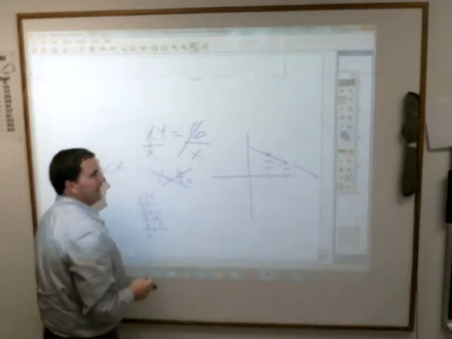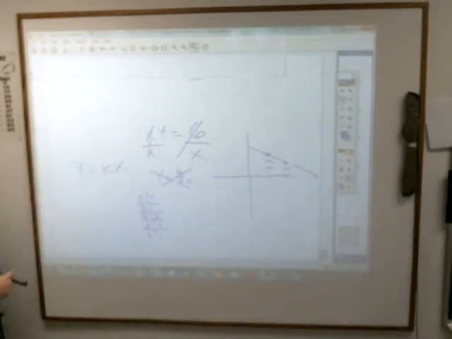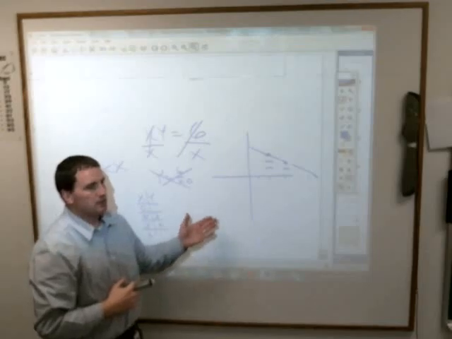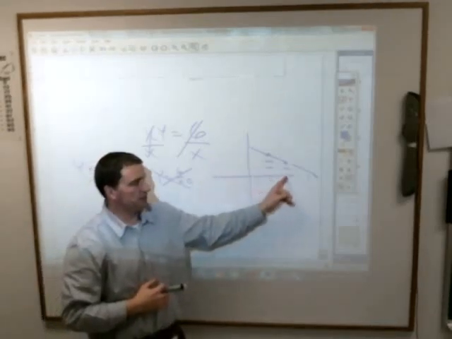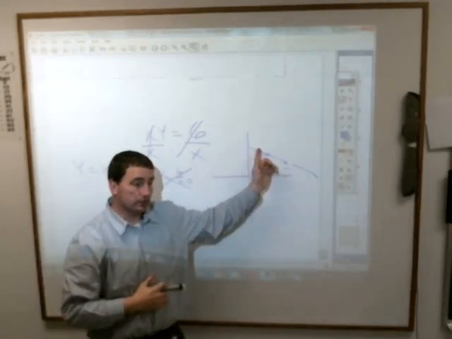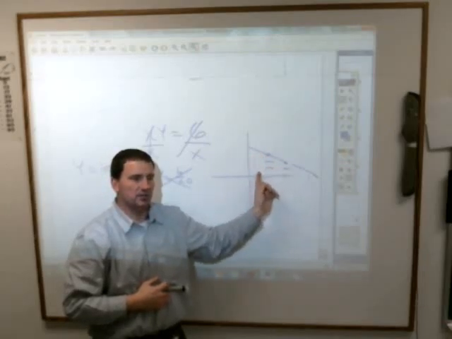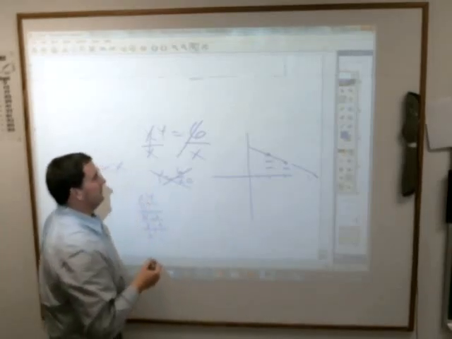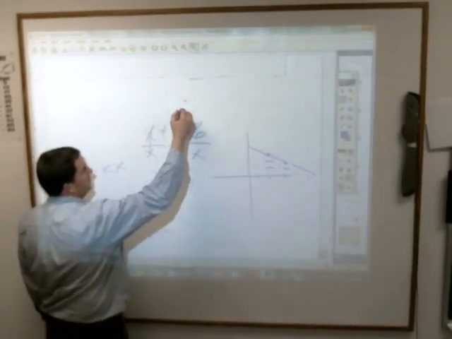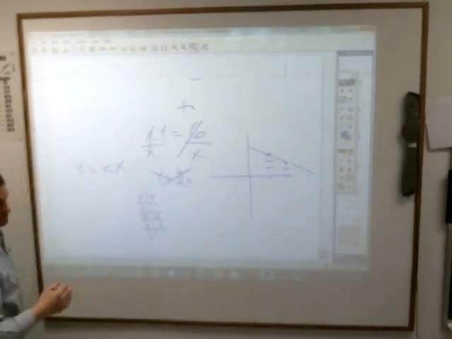Now, why would that not be direct variation? Because as the x values get bigger, the y values get smaller. And direct variation says that as x gets bigger, y has to get bigger. Really, you have to think about this. In direct variation, you always have to have a positive slope. Slope has to go up that way.